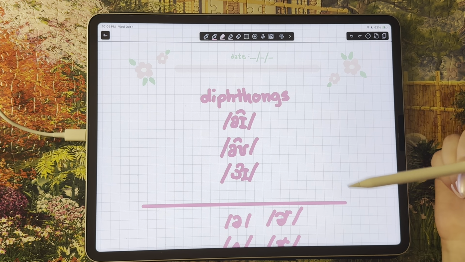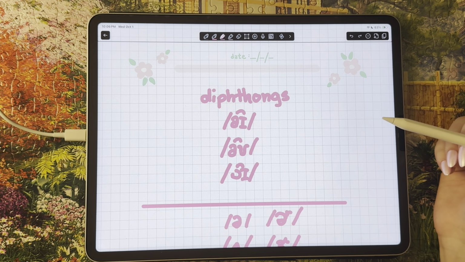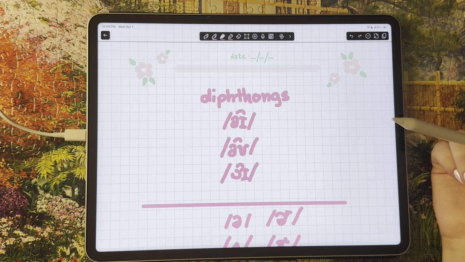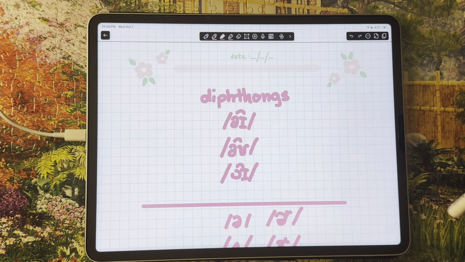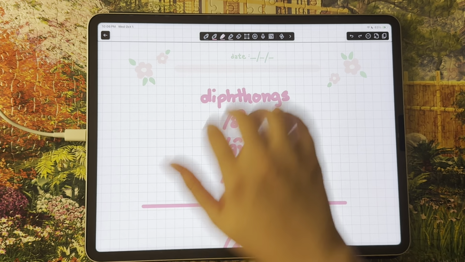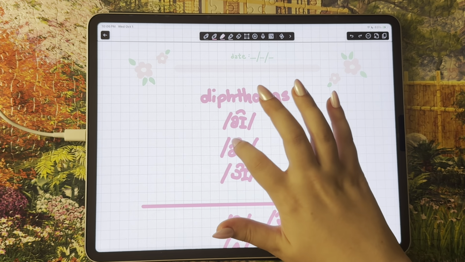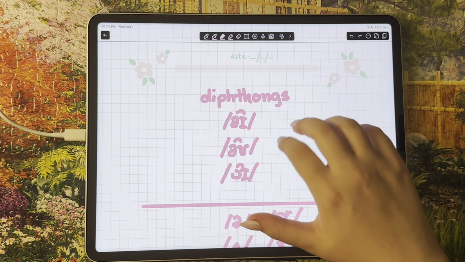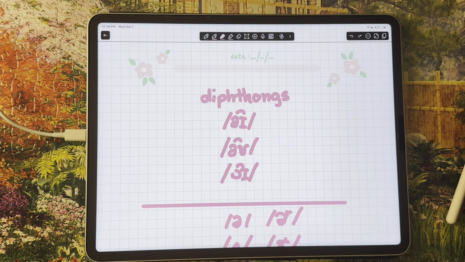We have I, as in island and idle and a lot of other words. And this one is ow, as in how or hour. How or hour. I also think of the Chinese word how, but that's beside the point.